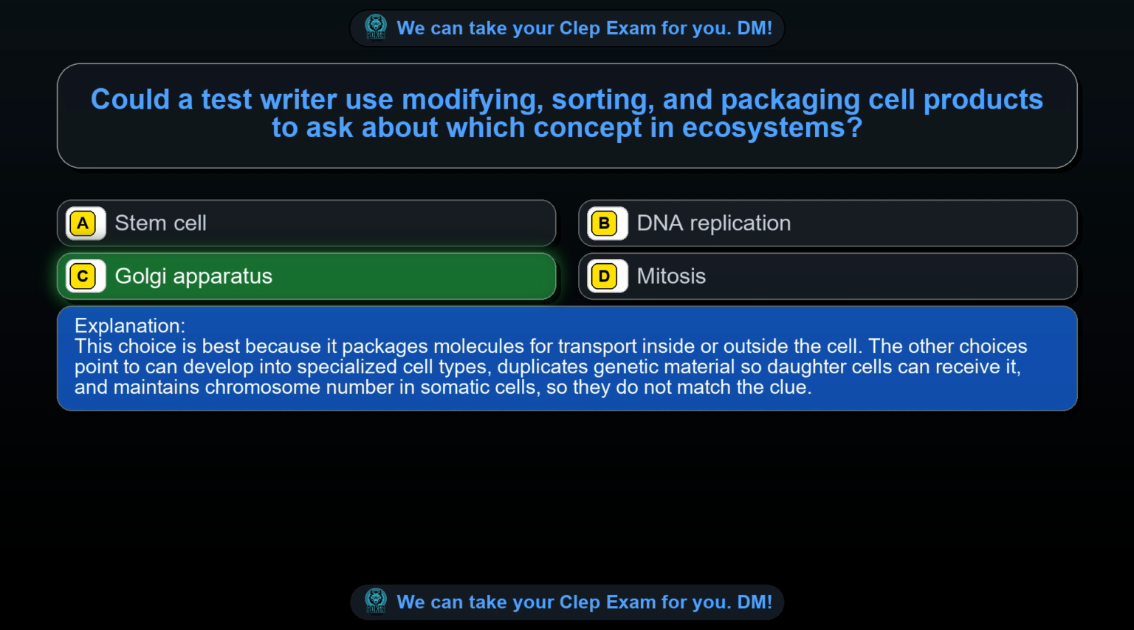This choice is best because it packages molecules for transport inside or outside the cell. The other choices point to can develop into specialized cell types, duplicates genetic material so daughter cells can receive it, and maintains chromosome number in somatic cells, so they do not match the clue.